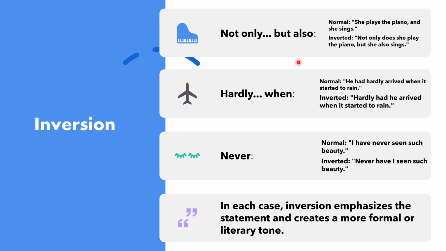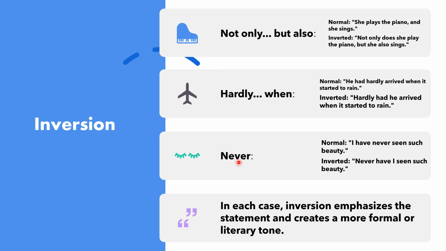And let's see the second example. He had hardly arrived when it started to rain. Hardly had he arrived when it started to rain. Here we can see that instead of saying he had hardly, which is a very simple, basic, primary way of writing a sentence, we change it into using the adverb and the verb in the beginning. So hardly had he arrived when it started to rain.